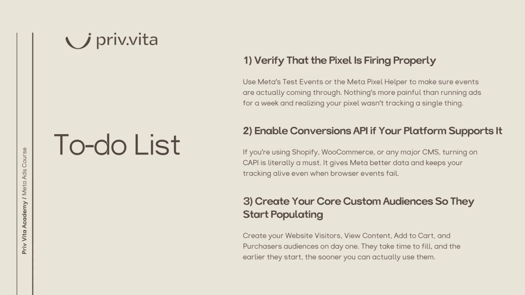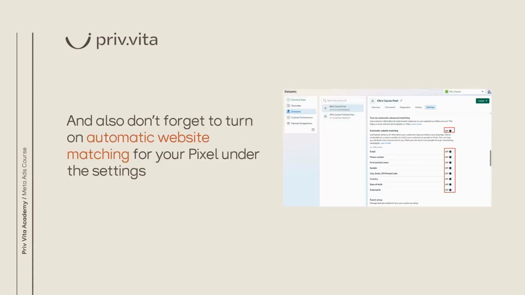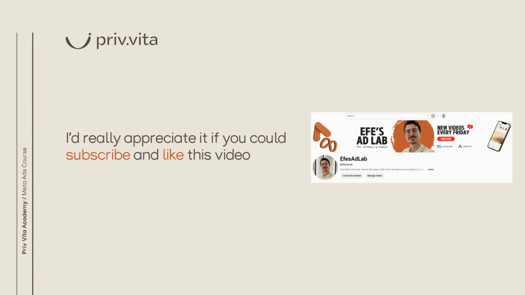And finally, create your core custom audiences. Create your website visitors, view content, add to cart, and purchaser audiences on day one. They take some time to populate, and the earlier you start, the sooner you can actually use them. And also, don't forget to turn on automatic website matching for your pixel under the settings. And again, that's pretty much it.